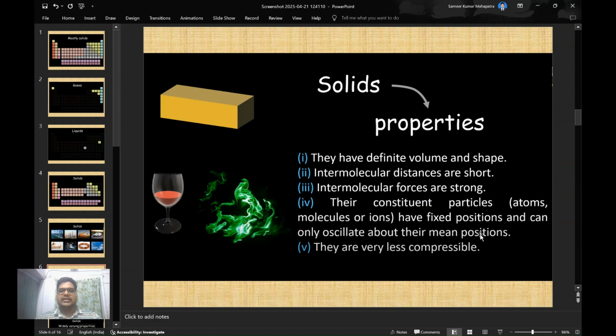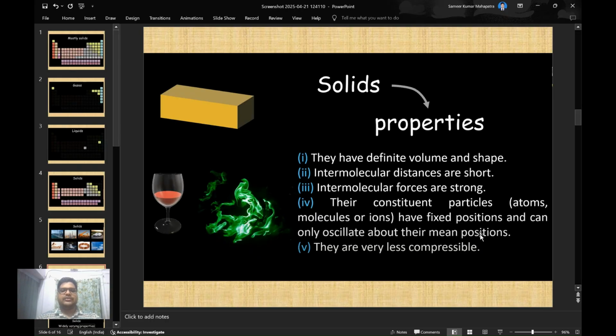In the case of intermolecular distance, the solid has a short intermolecular distance. If the intermolecular distance is small, then the intermolecular force is very strong. We know that these intermolecular forces hold the constituent particles like atoms, ions, and molecules together. The particles are bound to their neighbors and cannot move from their positions, so they have fixed positions. Also, solids are nearly incompressible, though no material is perfectly incompressible. Solids are much less compressible than liquids and gases.